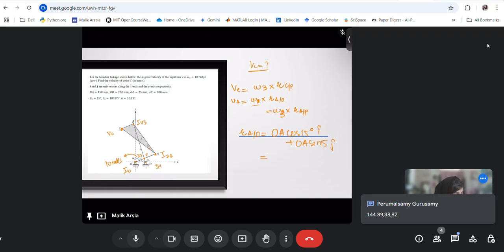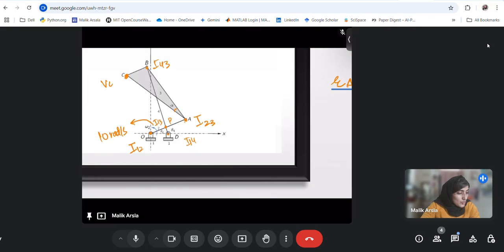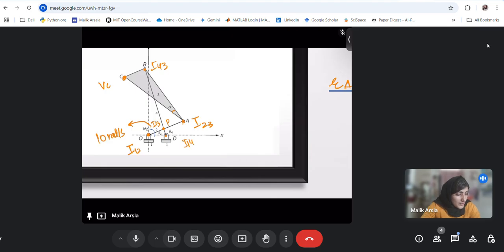144, yeah, that is correct. So it is 144.89 i cap plus this one here is 38.82 j cap. Now RAO we have found out, right? Now we need to find RAP. If you look closely, RAO has been found, and ROP is already known to you. So now you need to find RAP.